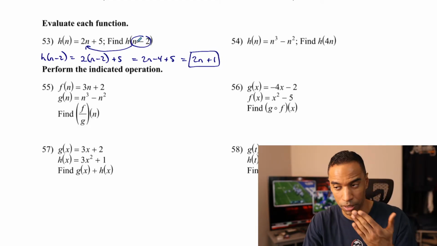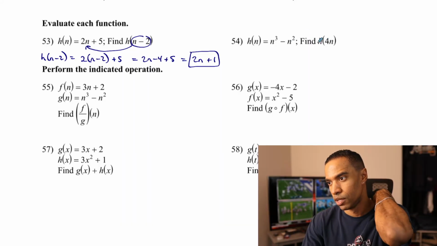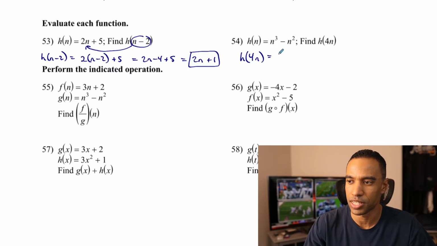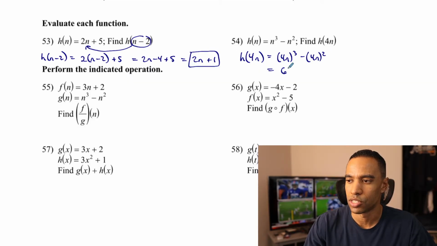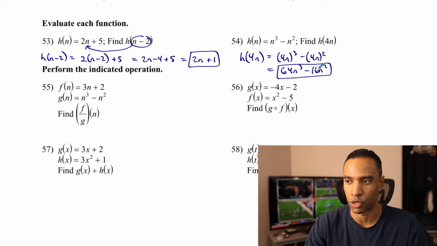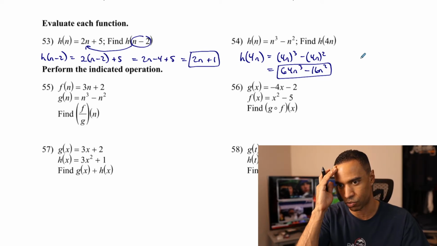This replaces your input wherever it shows up. So h of 4n on number 54, h of 4n is going to replace n here to have 4n cubed minus 4n squared, which is 64n cubed minus 16n squared. So when they ask us to find these things, they just mean evaluate it in full, combine like terms, that kind of stuff, and that's what we're going to do.